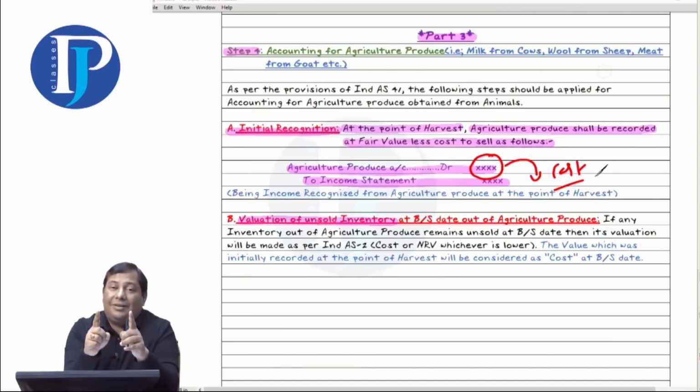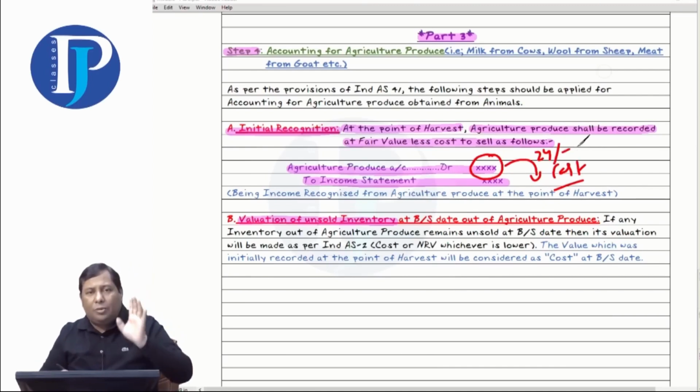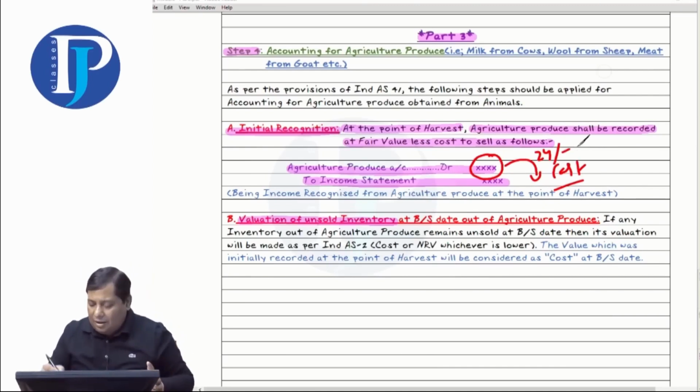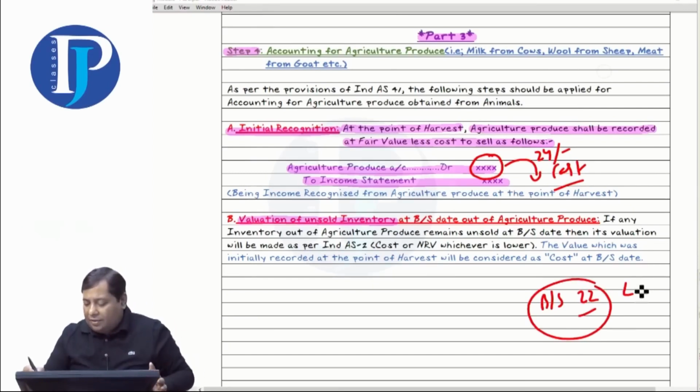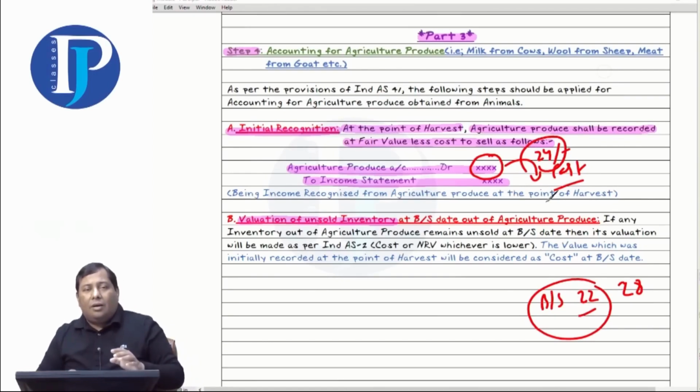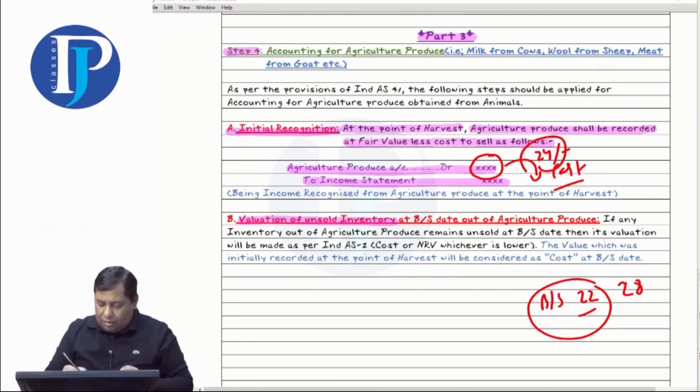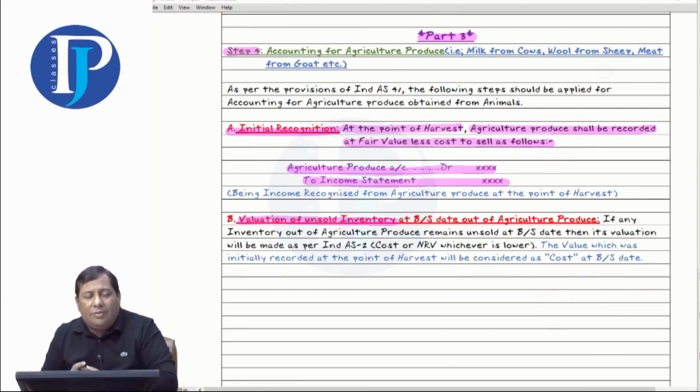But whichever is lower. When you had recorded it, suppose let's say we have a stock of 24 rupees. I have 1 liter of milk and it's 24 rupees. But when we looked at the balance sheet date, its NRV is 22 rupees. Which is lower? 22 rupees. Book the loss of 2 rupees. If NRV is 28 rupees, then we will keep it at 24. If there's a loss, we will book it. We cannot book a gain because cost or NRV, whichever is lower, is considered.